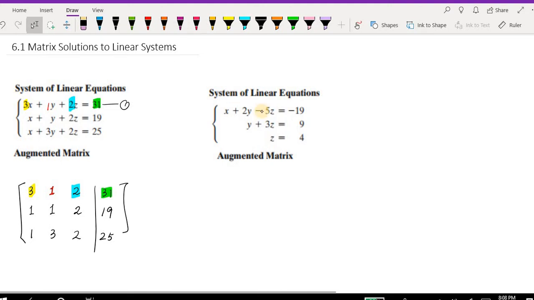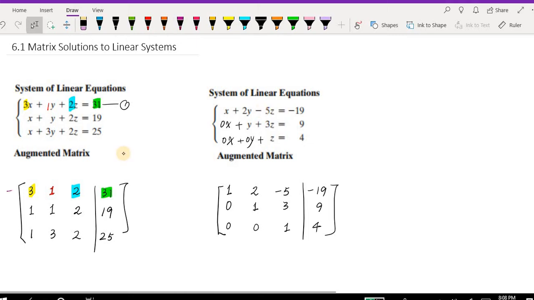For the second system of linear equations, we have the first one's 1, 2, and -5. And then we'll write down this and -19. For our second equation, if you realize here we actually have a missing term, which we can rewrite as 0x plus y. That means my coefficients are 0, 1, 3, and 9. The third equation, we have 0x. We also can fill this in as 0 times y and plus z. So I can rewrite it as 0, 0, and 1, and 4. Okay? We call this a row, and then we call here a column.